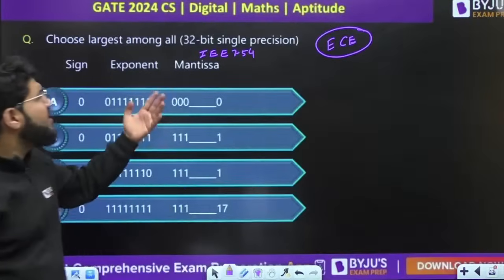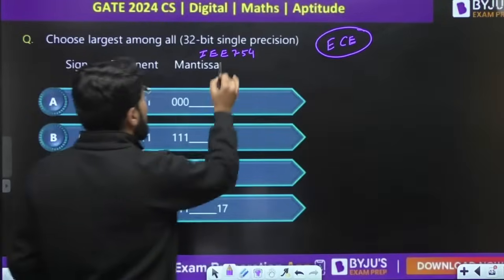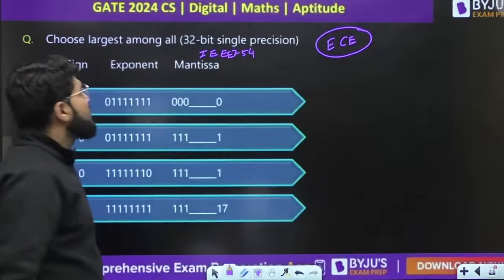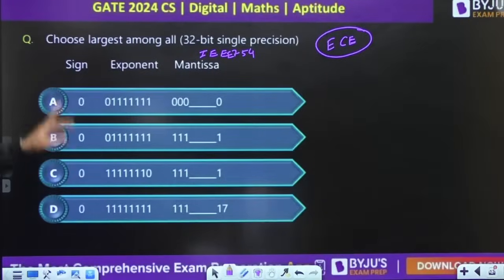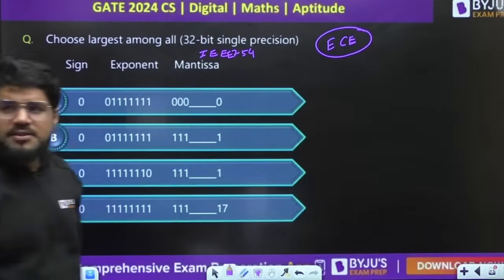754 mention था कि नहीं, but it's a regular IEEE 754 format that is given to you. Okay, 32-bit precision के form में. Choose the largest among all.